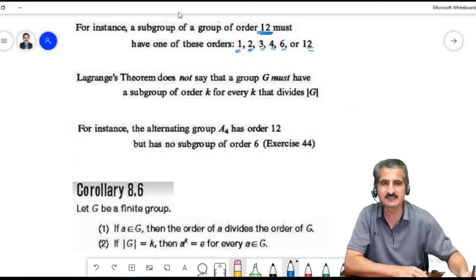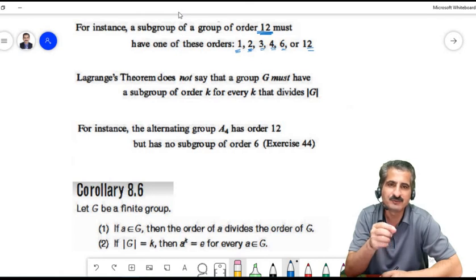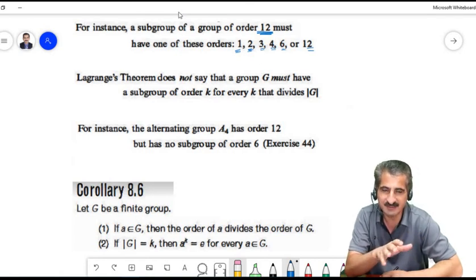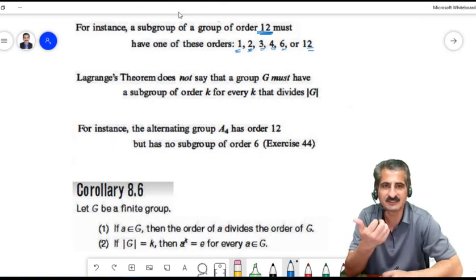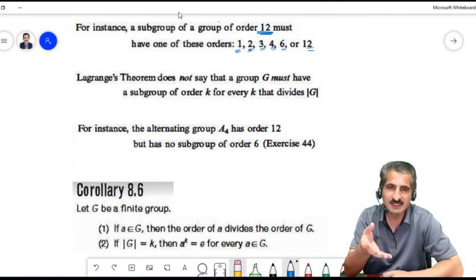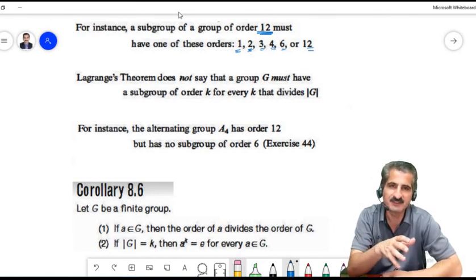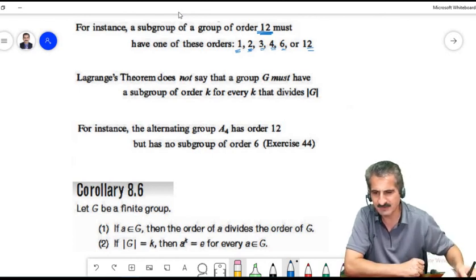But be careful here. We are not saying that if there is an integer that divides the order of the group, then there must be a subgroup whose order is that integer. We are not saying that, okay? We are saying if there is a subgroup of G, then the order of the subgroup is a divisor of the order of the group. So if the order of the group is 12, then any subgroup of it must have order one of these numbers, okay?